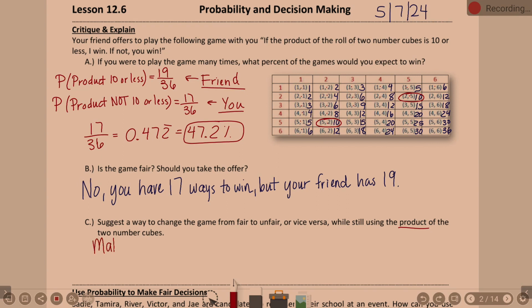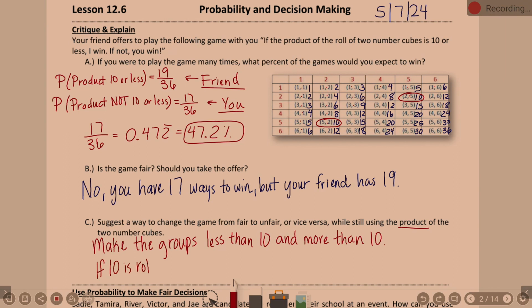I'm going to shorten it a little bit. Make the groups less than 10 and more than 10. If 10 is rolled, it is a re-roll. It doesn't count. It's omitted. Whatever variation of that you said.